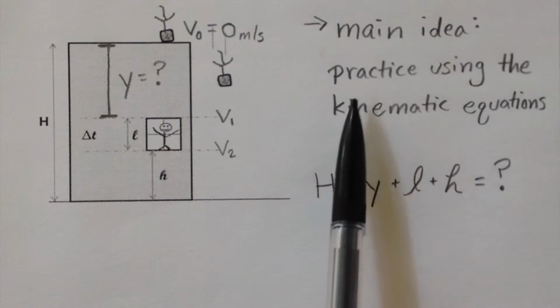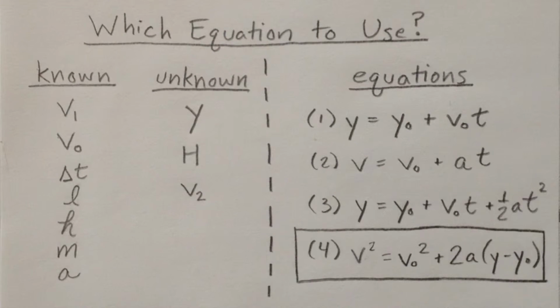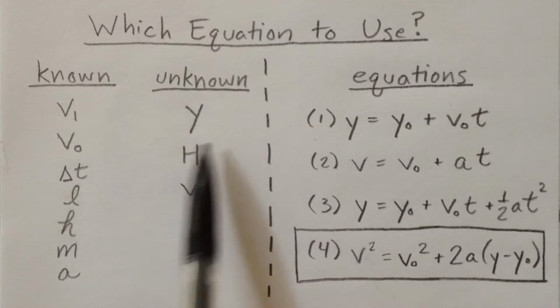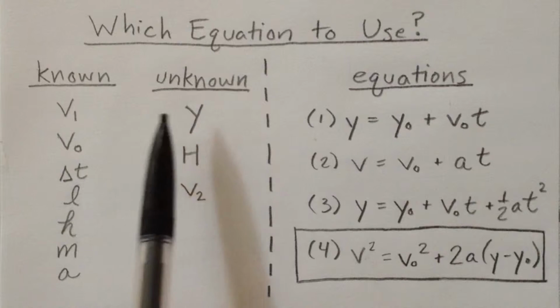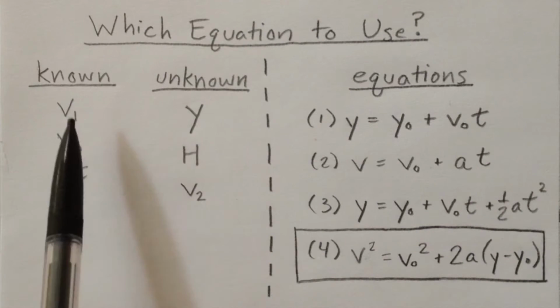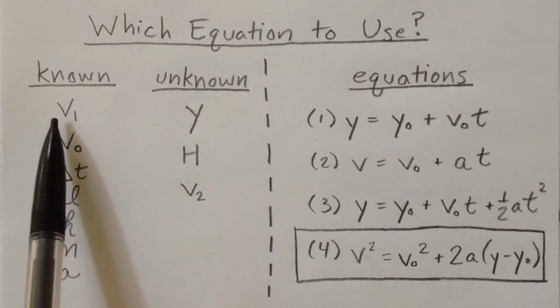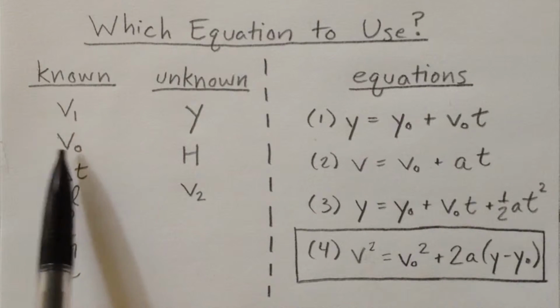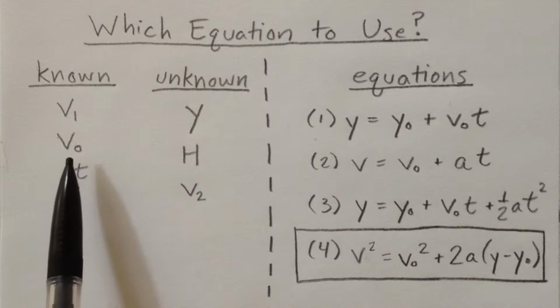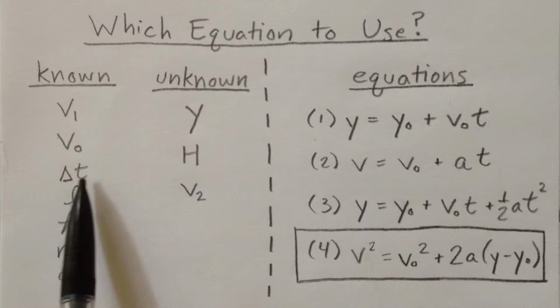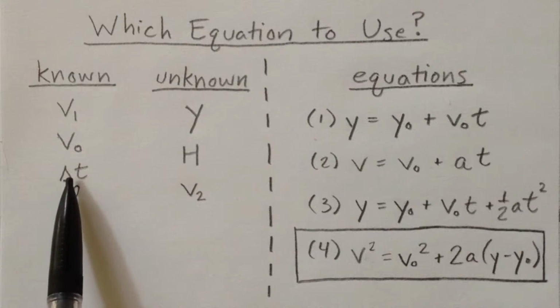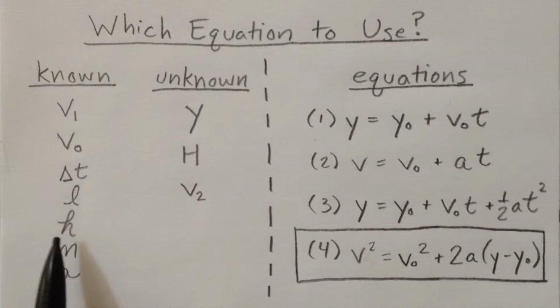The main idea in this problem is again practice using the kinematic equations. The first step is to decide which kinematic equation we should use. We want to solve for y, which is the distance between the top of the building and the top of the window. The quantities that we know are v1, the velocity of the flower pot as it passes by the top of the window, v0, the initial velocity of the flower pot, which is equal to 0, the amount of time it takes for the flower pot to traverse the length of the window, L, the length of the window, h, the height of the window above the ground, the mass of the flower pot, and the acceleration of the flower pot, which again is the acceleration of gravity.